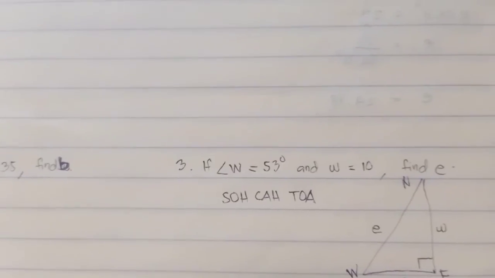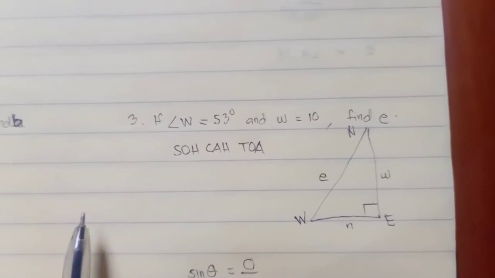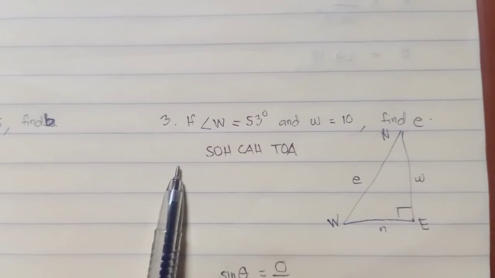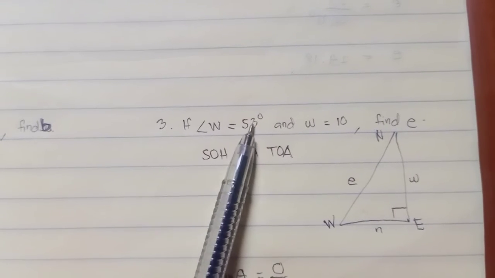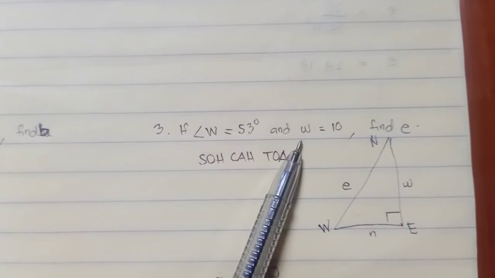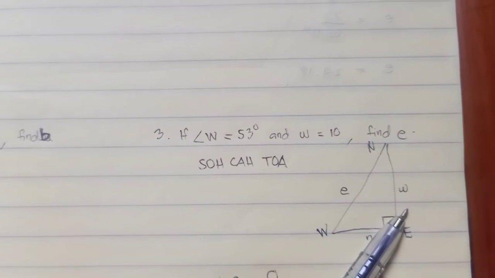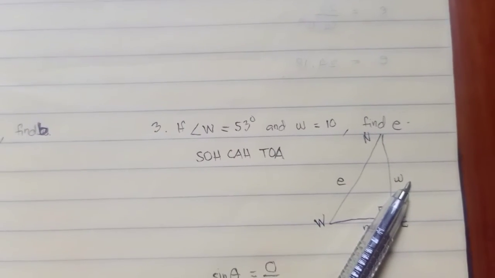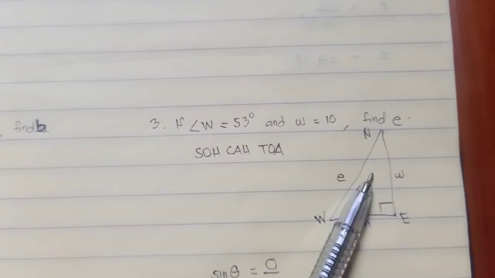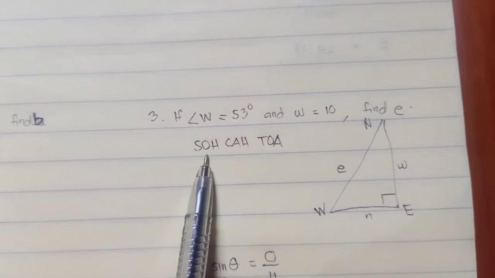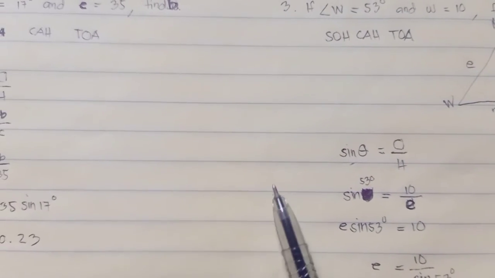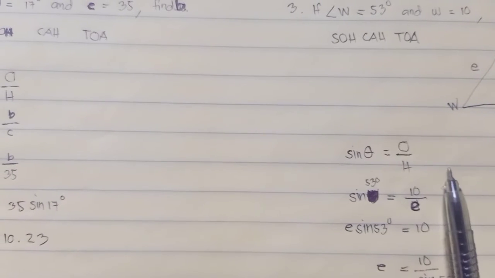Next is number 3: if angle W is equal to 53 degrees and w is equal to 10, find e. By using SOH-CAH-TOA, we are talking here of w, which is the opposite of the reference angle W, 53 degrees, and we find e, the hypotenuse. Opposite and hypotenuse, so we have to use SOH. Here is the solution: sine theta is equal to opposite over hypotenuse.